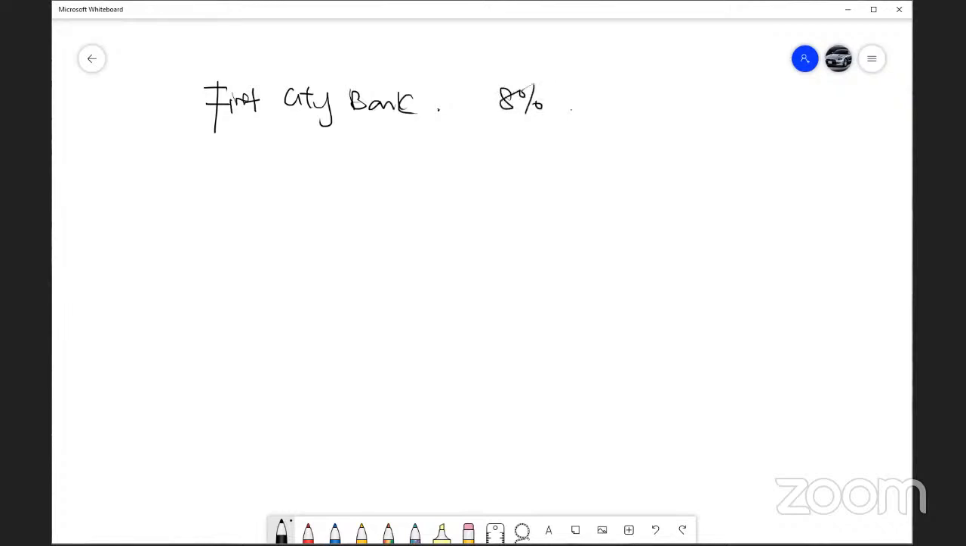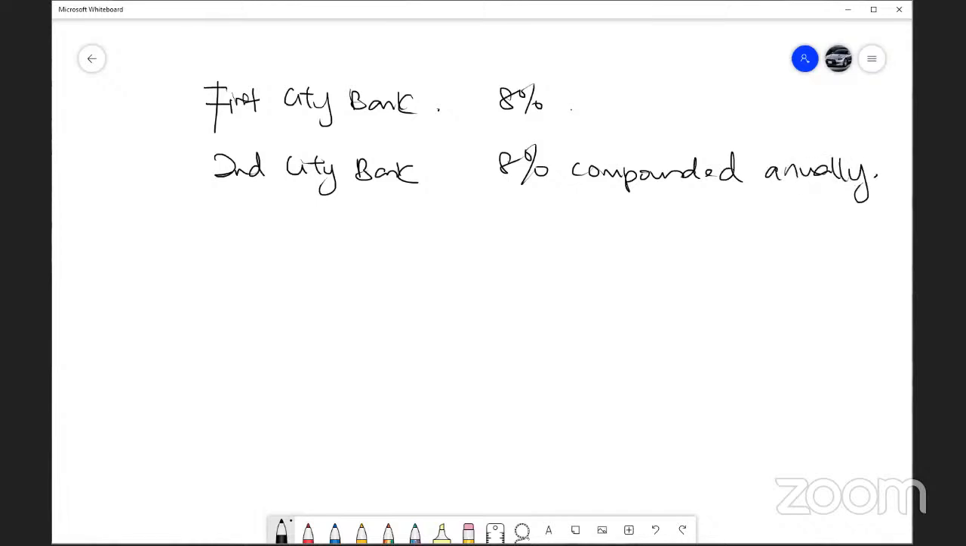8% simple interest. Whereas second Citibank pays 8% interest compounded annually. So this is the difference. One is paying you simple interest, another one is paying you compounded. Okay, if you made a 5,000 deposit in each bank, how much more money would you earn from your second Citibank account at the end of 10 years? So they're telling you, if you deposit 5,000 to each bank, how much are you going to get in the second Citibank account?